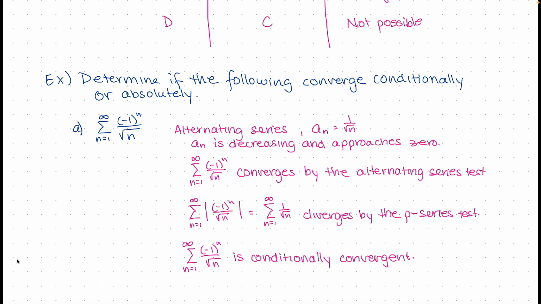So this one, the original series converged, alternating series test. But this one diverges because it would be a p-series that diverges. So we can say it's conditionally convergent. So does that make sense?